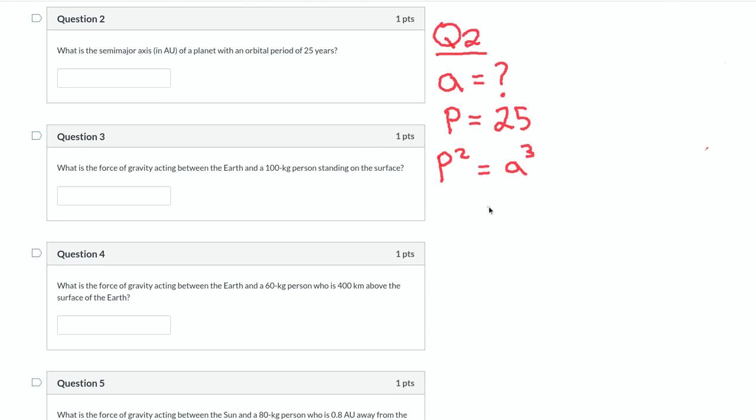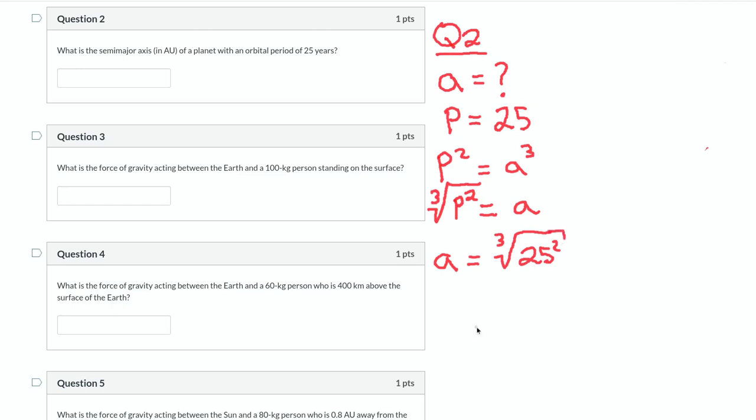What I need to do to get a by itself is take the cube root of both sides, which means I'm going to end up with the cube root of p squared. Now I'm just going to flip sides here so it's easier to write. I'm going to write a equals the cube root of 25 squared.